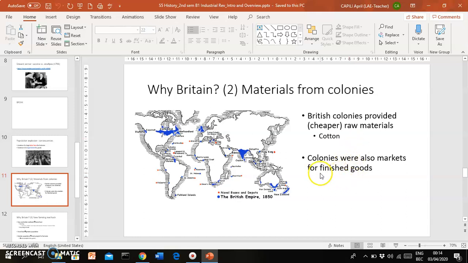And then at the same time, the colonies were also markets for goods. So what the European powers did at this time, the colonial powers, was to extract raw materials from their colonies, use those raw materials, process them, create finished goods, ship those finished goods back to the colonies and sell them. Okay.